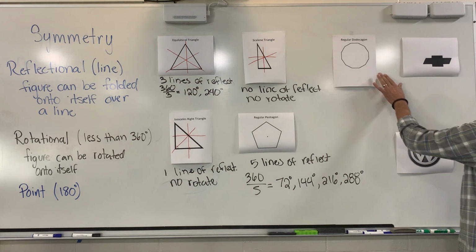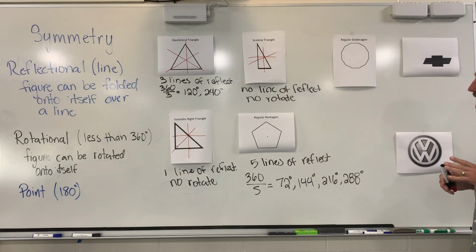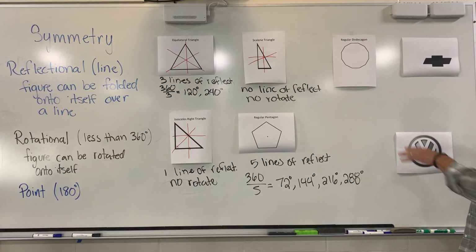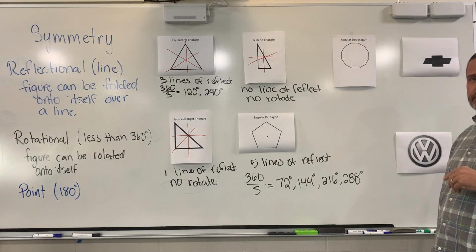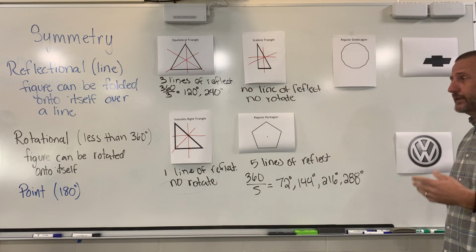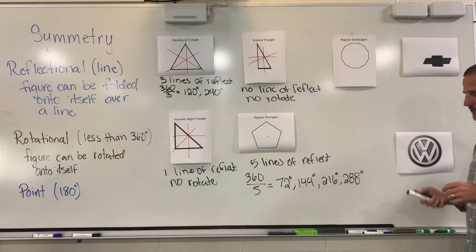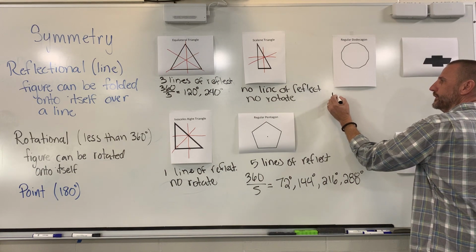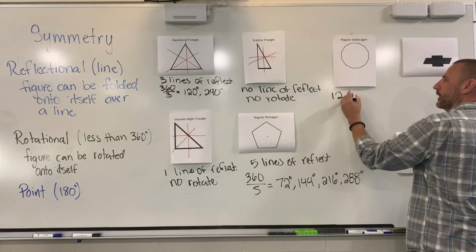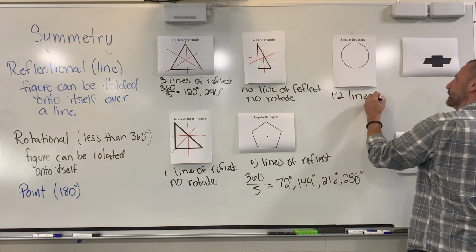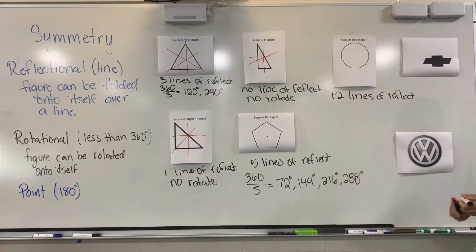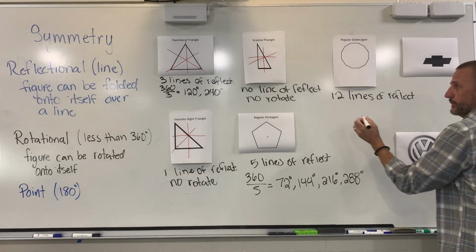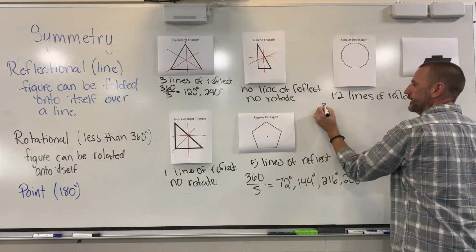All right, on a dodecagon, I'm not going to draw the lines, but I'm going to tell you right now that in dodecagon, do stands for 2, and deca stands for 10. This is a 12-sided figure. So automatically, we should be able to figure out, because it's regular, there are 12 lines of reflection.